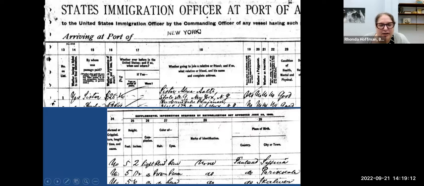And then down at the bottom, it gives a physical description. So she was 5'2", had light blonde hair, blue eyes. She doesn't have any specific marks of identification, things like a scar or a birthmark. And her place of birth was Saisma in Finland.